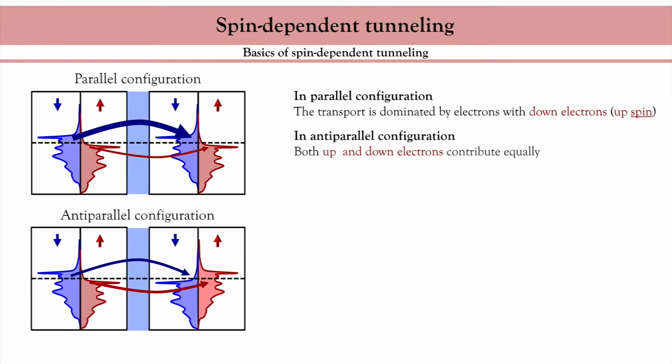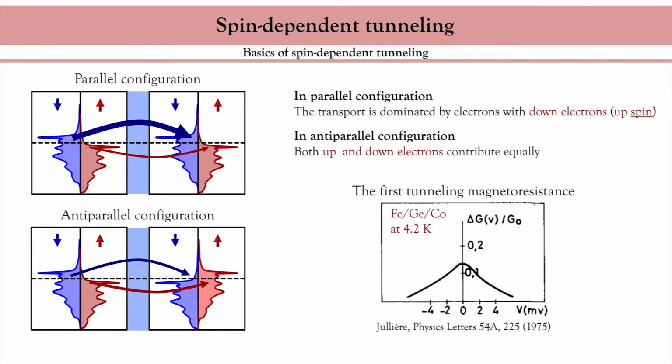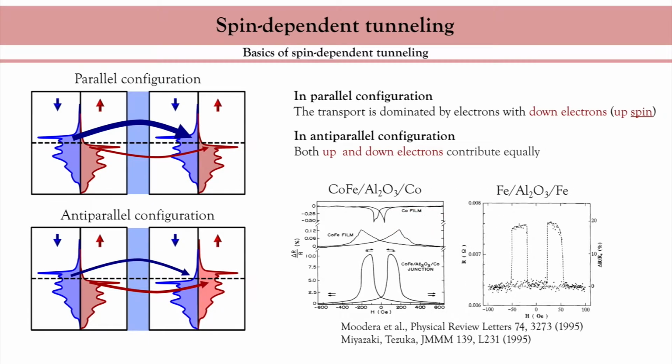The first experimental realization of the magnetic tunnel junction is due to Julliere in 1975. In this pioneering experiment, he used a tunnel barrier made out of germanium, and he obtained a tunneling magnetoresistance of about 15% at 4 Kelvin. In 1995, Moodera and Miyazaki made a fantastic breakthrough by using aluminum oxide as a barrier. They obtained up to 20% of tunnel magnetoresistance at room temperature. This very important result had a massive impact in the development of spintronics.